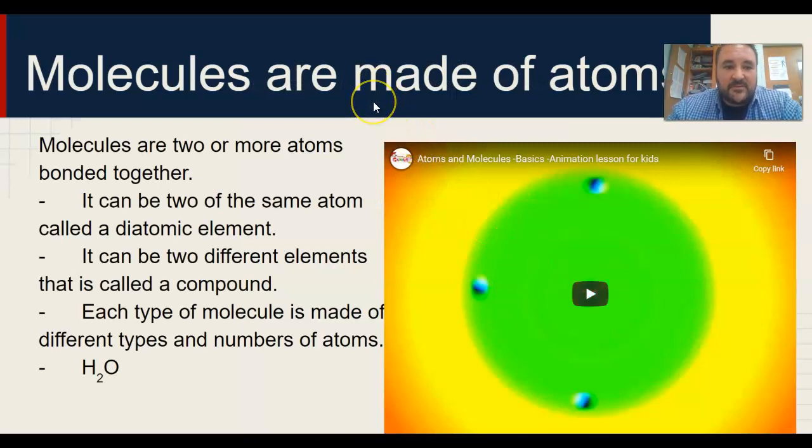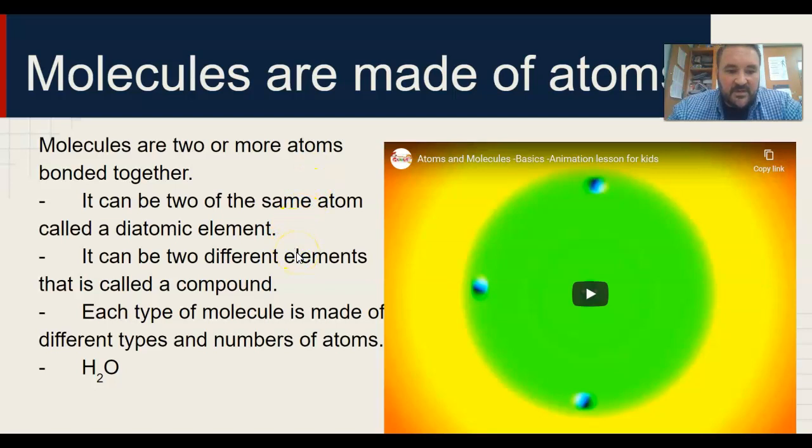Molecules are made of atoms. Two or more atoms put together, held together by a chemical bond, make up a molecule. It can be 2 of the same atom, which we call a diatomic element, like oxygen in the air, O2. That's 2 oxygen atoms that have bonded together. It can be 2 different elements, and that makes it a compound, like hydrogen and oxygen making up water.